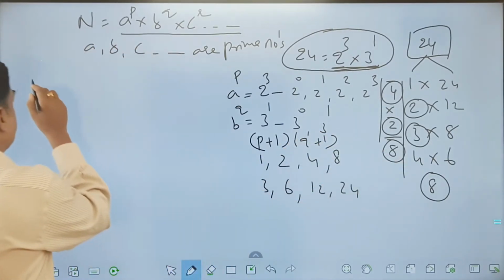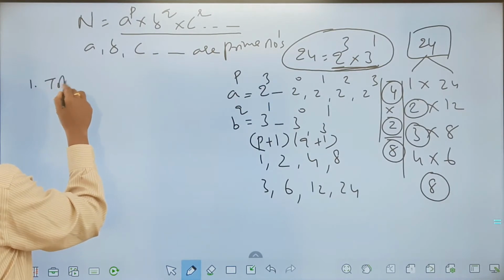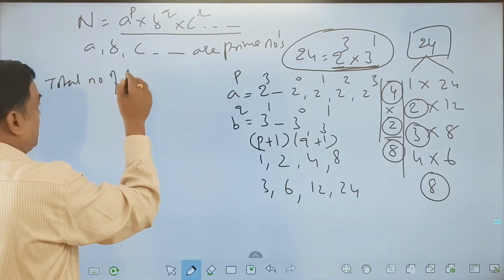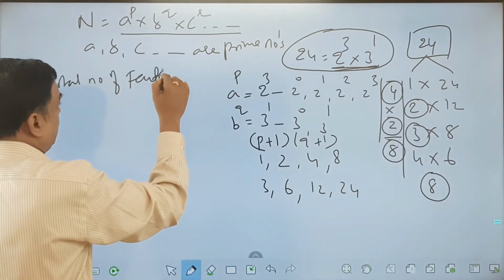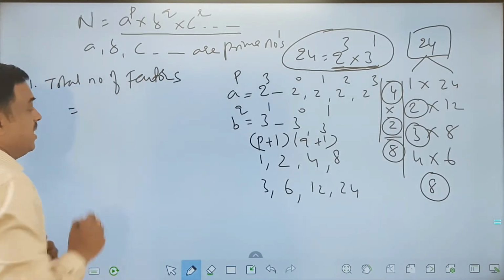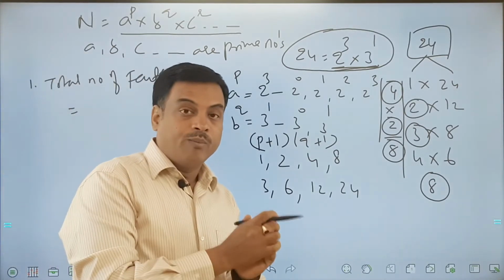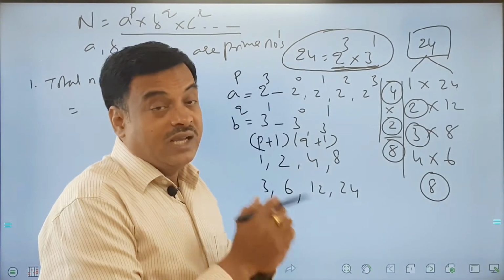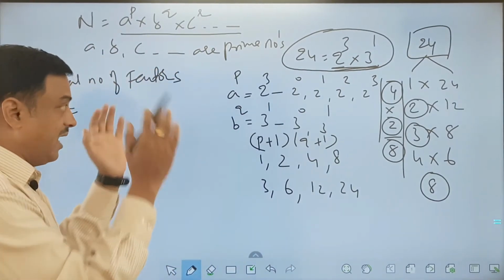So if my question is to find the total number of factors, that includes the list of prime numbers, the list of composite numbers and 1. So all the types of numbers are written together here.